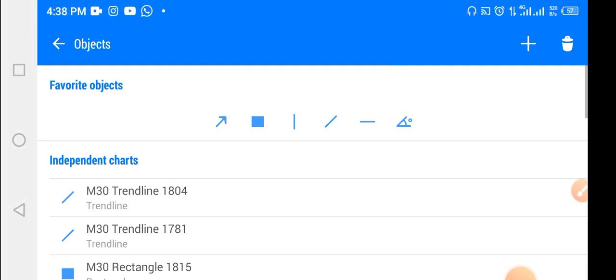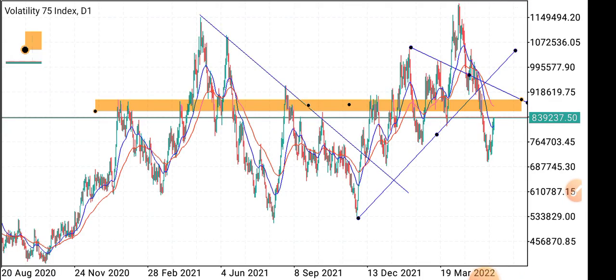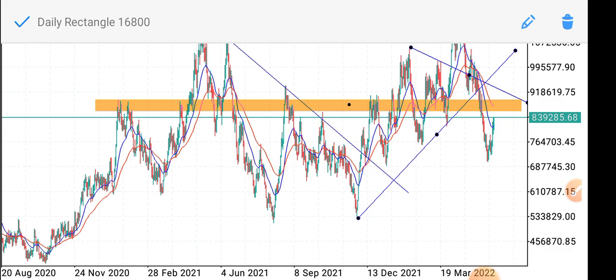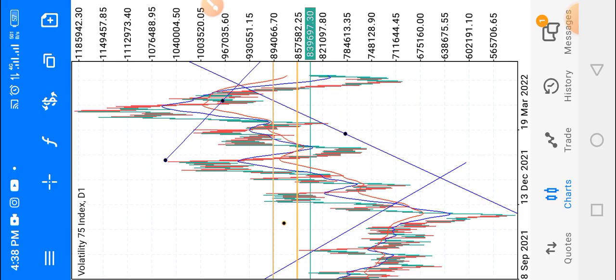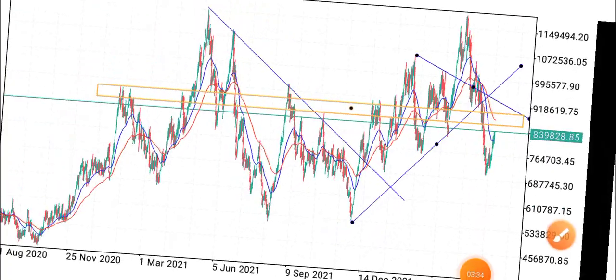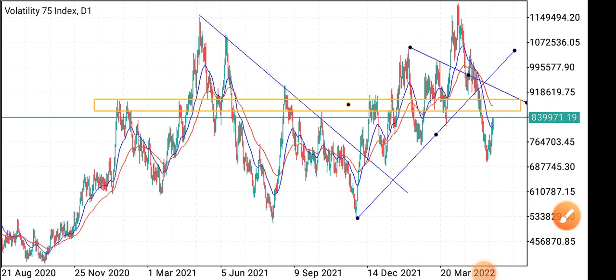Okay, let me use this. Just a second. Let me just clear this one. So the first thing you do, like I keep saying, you draw out your trend line first to locate your support and resistance area. Once that is done, are you getting me? Once that is done, then you now move to the next level.